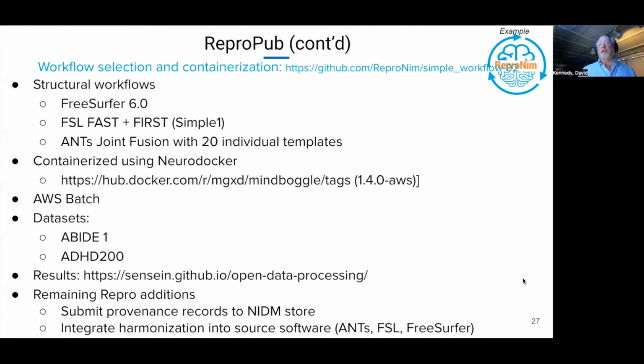The data sets come from the typicals of ABIDE and ADHD-200, where structural imaging and IQ is available, and the results are put in an open repository at SenseIn, and all the other elements of this are part of a repro repository that's accessible.